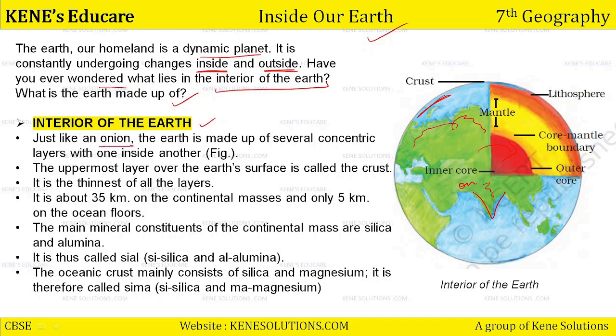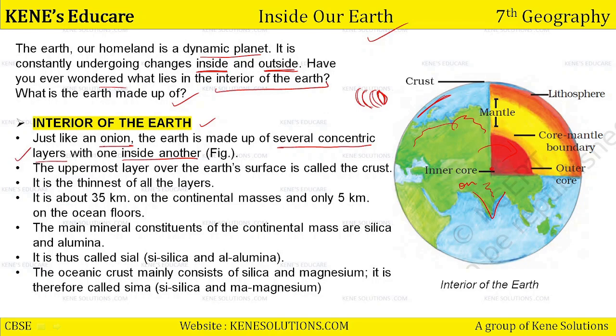Just like an onion, the earth is made up of several concentric layers with one inside another. One inside another. जैसे onion देखा है, onion में क्या होता है? एक के बाद एक layer होती है. And they are also concentric. Why concentric? Because center एक ही होता है. Center is one, but there are multiple layers. Similarly, earth also has various layers having one common center.